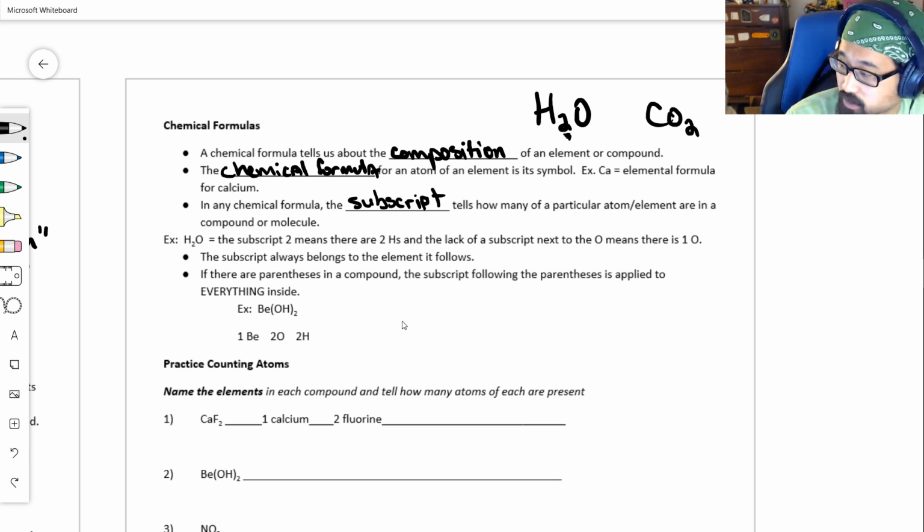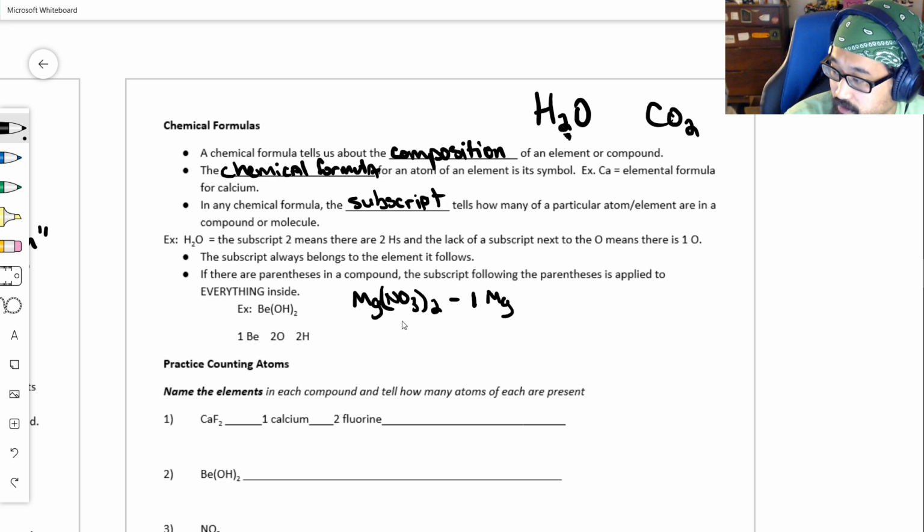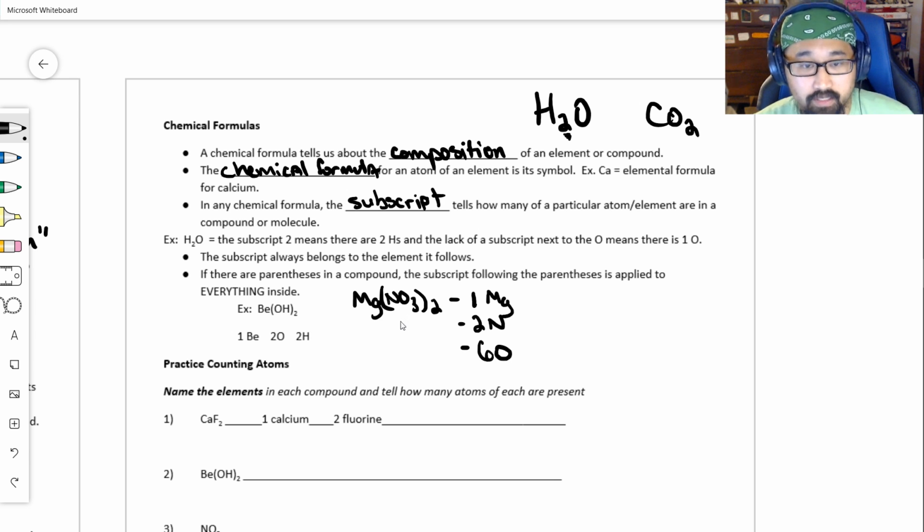Right? If you saw something like Mg(NO3)2, this is 1 magnesium. This is 2 nitrogen, because this 2 distributes, and then you distribute. It's 6 oxygens, right? Distribute the 2 times 1, distribute the 2 times 3. That's how I get to these numbers. If I haven't said it yet, counting is hard, and here is why, okay? Please don't discount your ability to count.